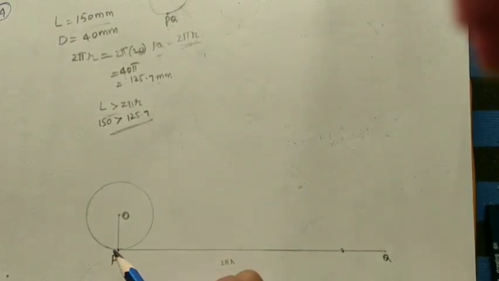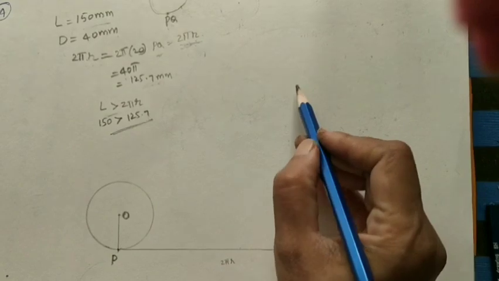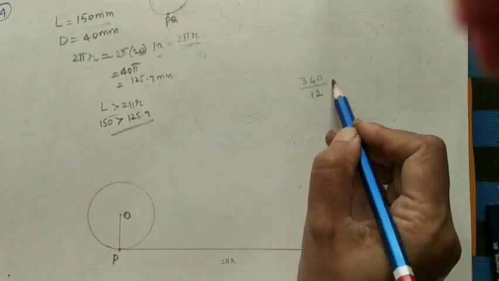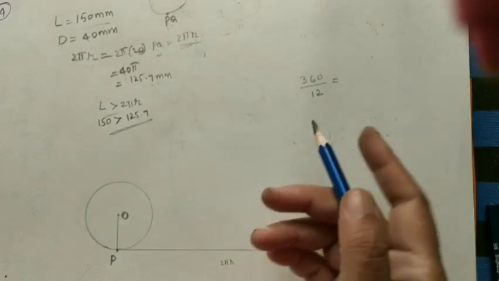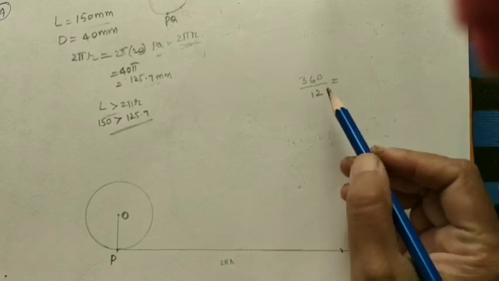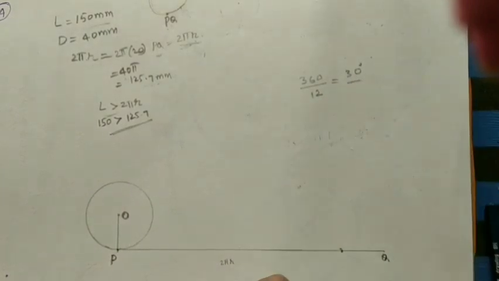I am dividing this circle into 12 parts. How to divide the circle into 12 parts? How much is this angle? 360 degrees divided by 12 parts. We can make it into 8 parts also, or 6 parts also. If you get more points, the diagram will be more accurate. That's why I am dividing into 12 parts. Each part angle is 30 degrees.